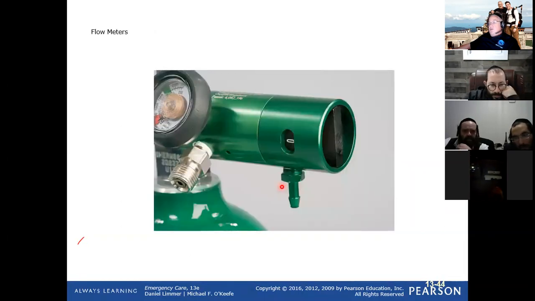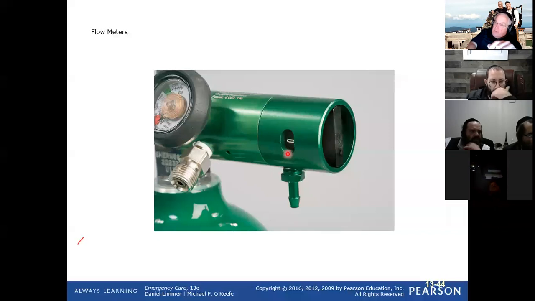Okay. So you have a dial over here that you twist and you'll see the numbers change from 0. Some of them go 0.5, 1, 1.5, 2.5, and then typically up to 4, 6, 8, 10, 12. The newest ones go as high as 25 liters per minute. The older ones used to go to about 15 liters per minute.